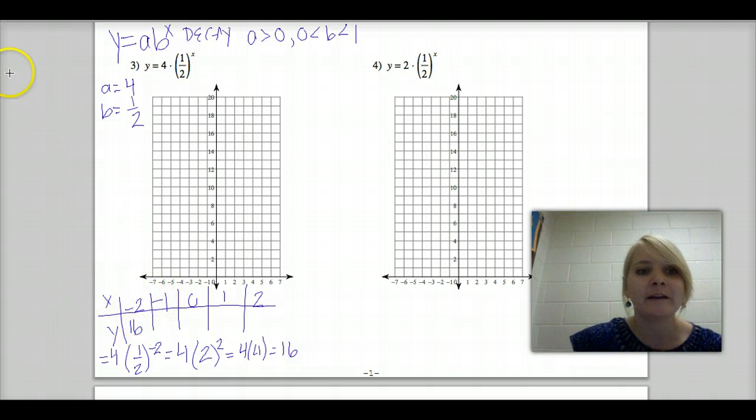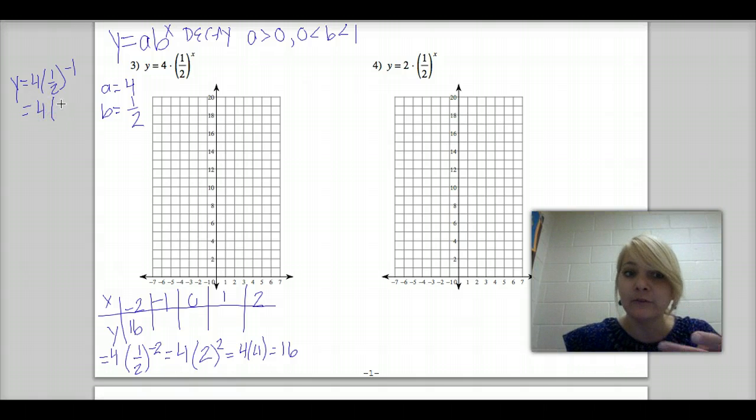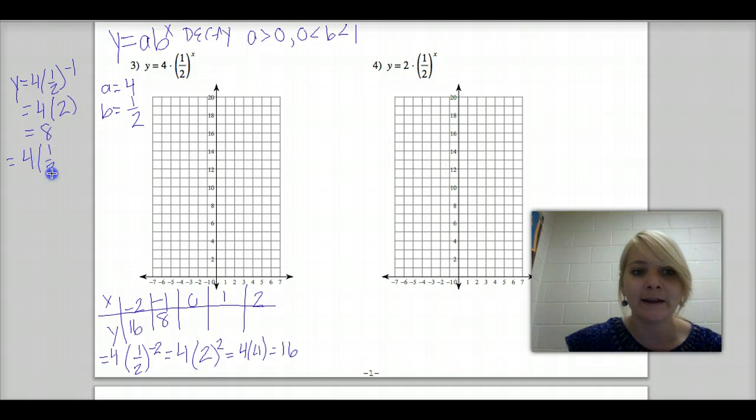Now we have when x is -1, so we have y equals 4 times 1/2 to the power of -1. Once again, that -1 will flip to find the reciprocal, so that will equal 2, so it equals 8. When x is 0, we get 4 times 1/2 raised to the power of 0. Anything raised to the power of 0 is 1, so that equals 4.